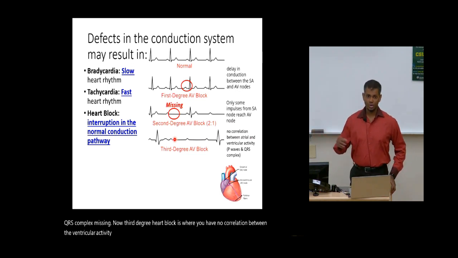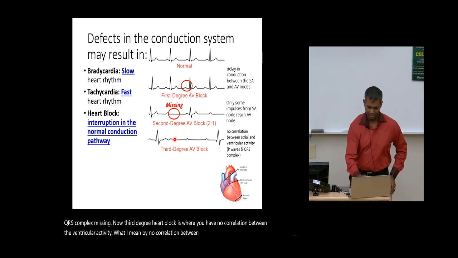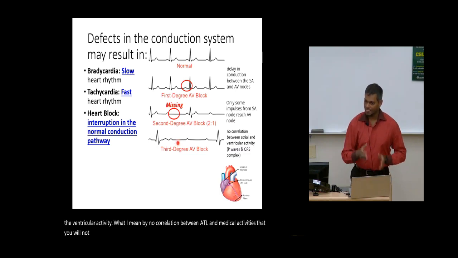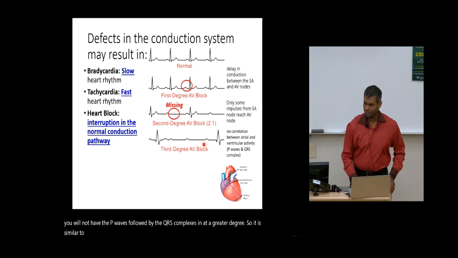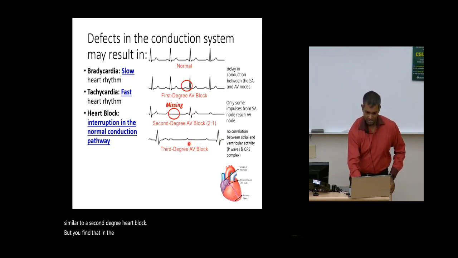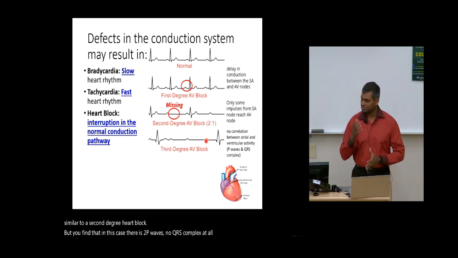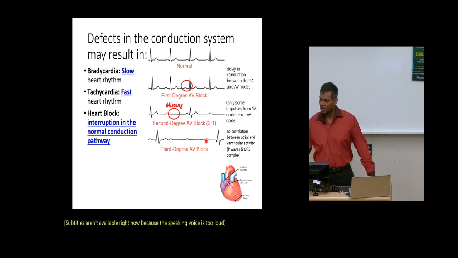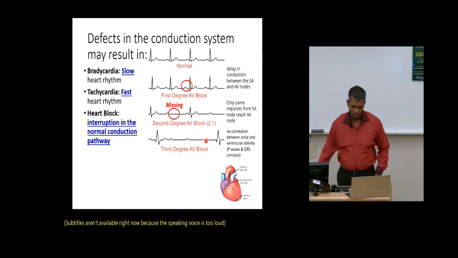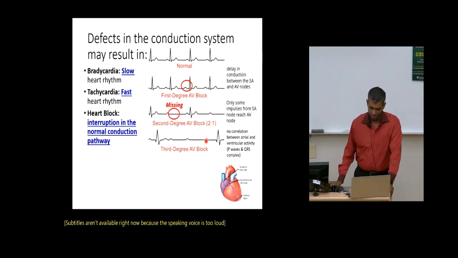What I mean by no correlation between atrial and ventricular activity is that you will not have the P waves followed by the QRS complexes at a greater degree. So it is similar to a second degree heart block, but you find that in this case there are 2 P waves, no QRS complex at all. So there seems to be no correlation between the activity at the SA node and the corresponding QRS complex. So those are the types of heart blocks.